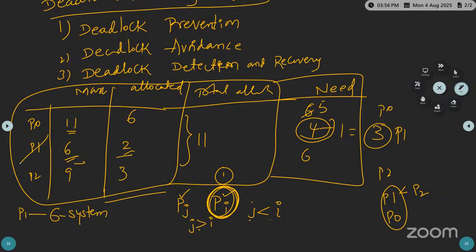Now with this 6, can I run P0 or P2? Who will be satisfied with these 6 resources? P0 requesting 5 resources. P2 requesting 6 resources. So with my 6 resources, I can satisfy P0 as well as P2. You choose randomly, either P0 followed by P2, for example.